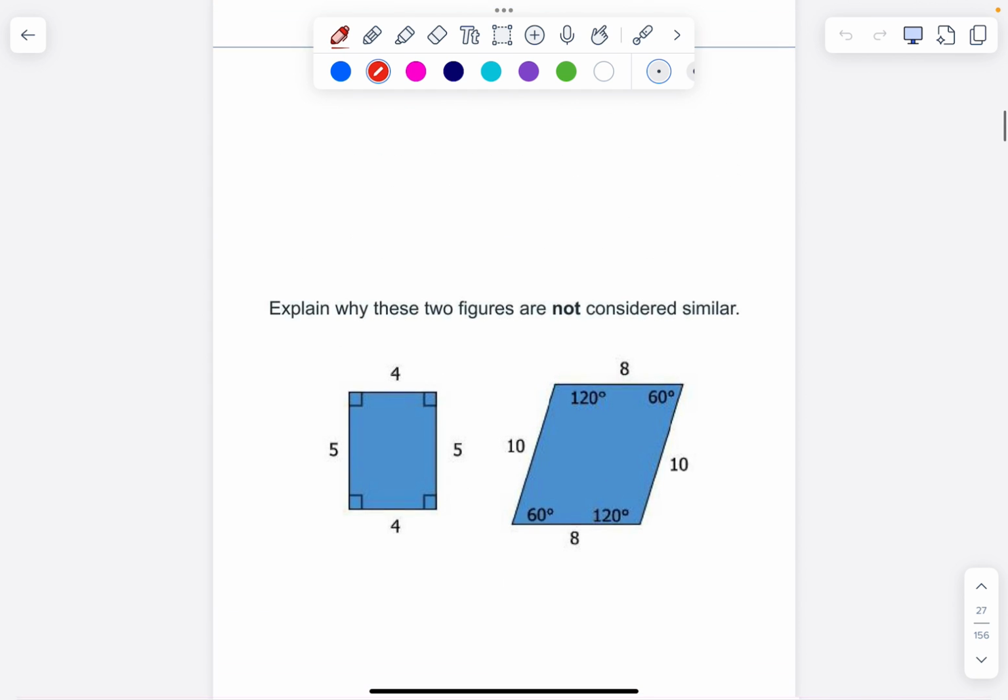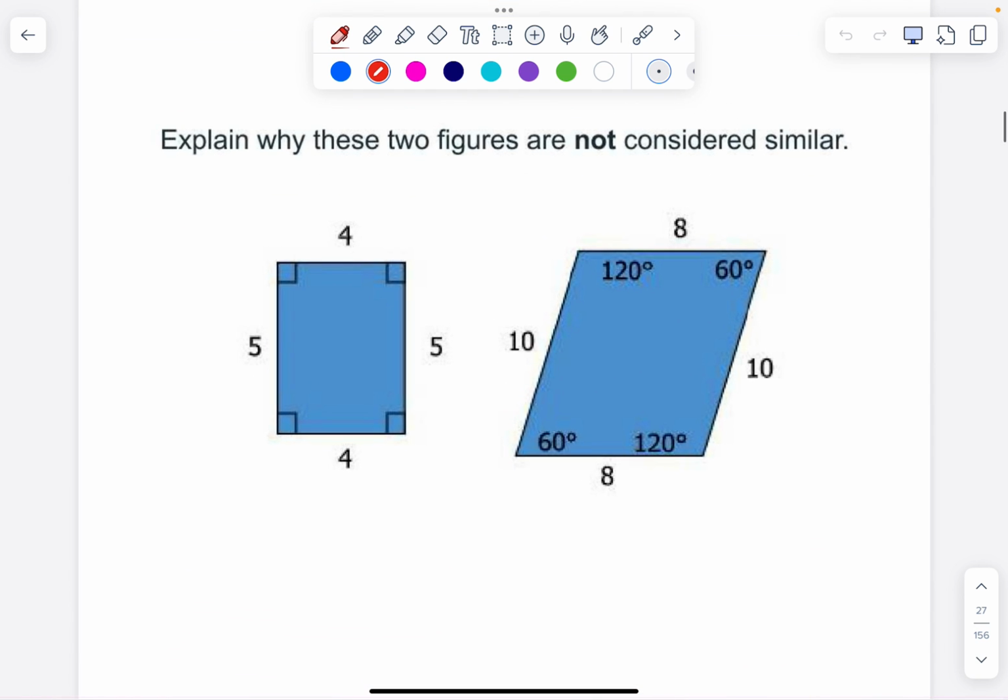Let's just quickly review similarity. It says, explain why these two figures are not considered similar. They're not obviously triangles, but why aren't they similar? And don't say because they're not the same shape, which is true, but there's more to it than that. Okay, so the angles aren't congruent, right? Good job, Lyra.